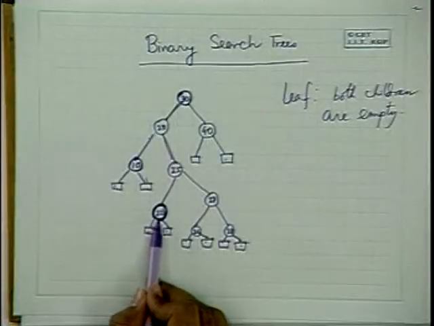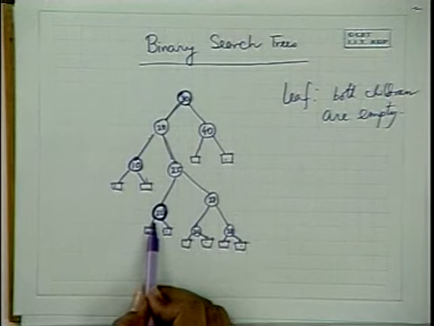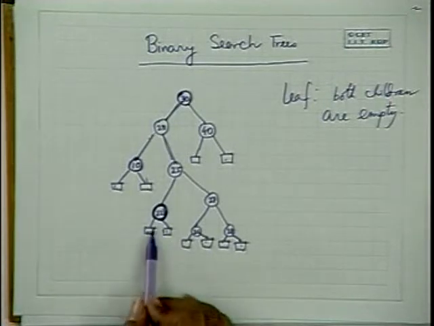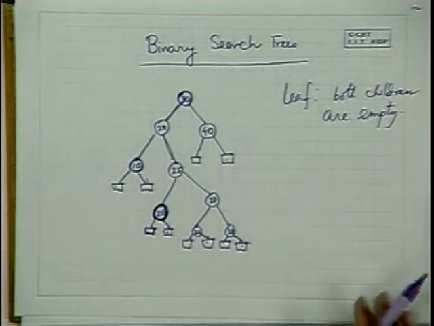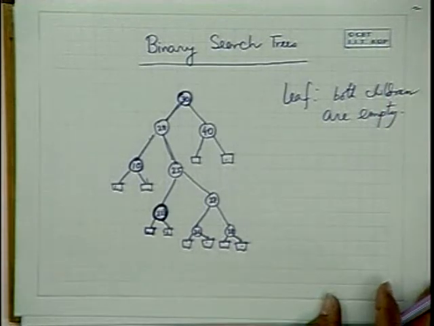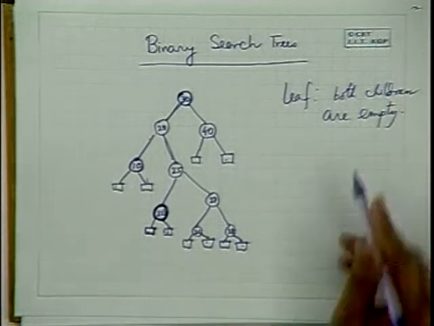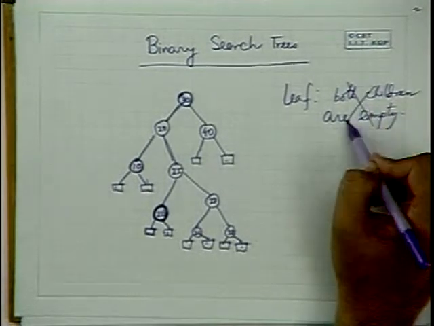In many books or other texts you will find that sometimes people declare those internal nodes with 2 empty pointers as leaves, but we are not assuming that. We are assuming that these empty pointers are basically leaves, and all the other nodes are internal nodes. It is just our convention, so we are not going to follow this.